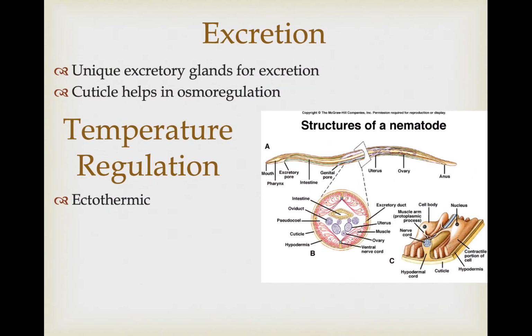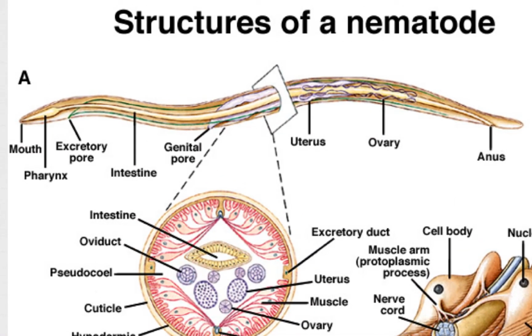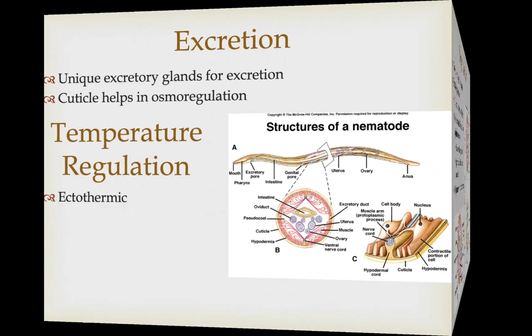One of the unique features about nematodes is they have a very unique excretory gland system, a series of excretory ducts that run the length of their body and release nitrogenous waste through these excretory pores. But they're unlike any other excretory structures seen in animals. Can't be classified as protonephridia or metanephridia. The cuticle also helps in osmoregulation by limiting the amount of water that can go in or out of the body. And as you won't be surprised, like all the animals we've covered thus far, these are ectothermic animals.